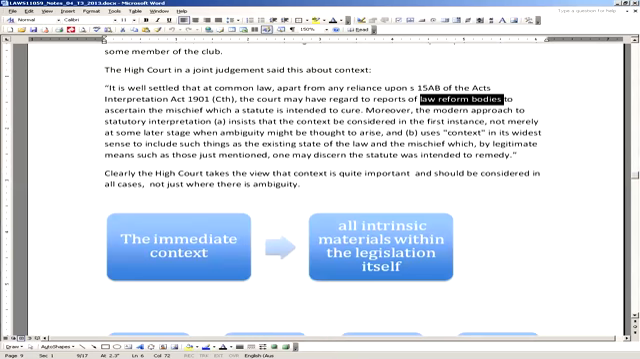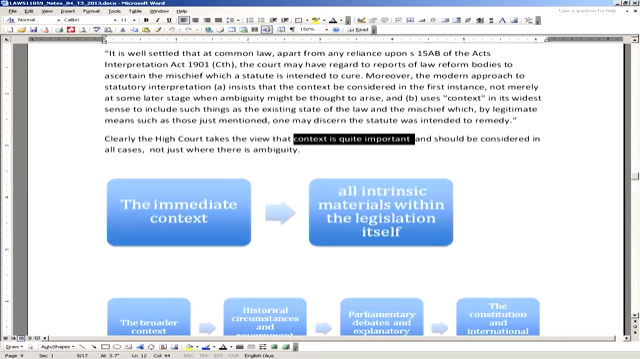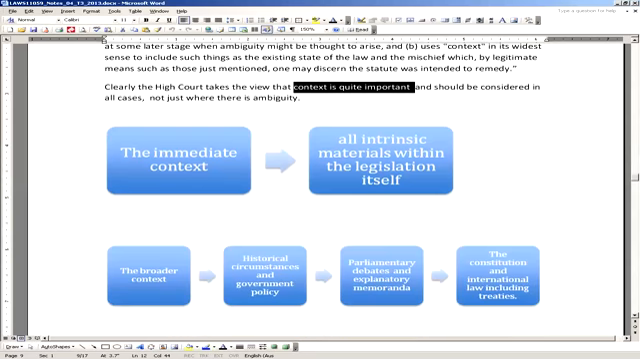So the High Court took the view that context is very important. Look at the immediate context within the Act, and then look at other intrinsic and extrinsic materials that are relevant. Look at the broader context, history, the circumstances when it was passed. Look at government policy.